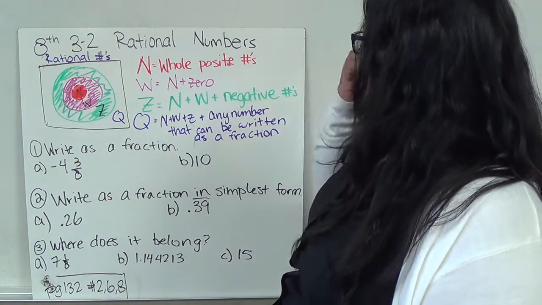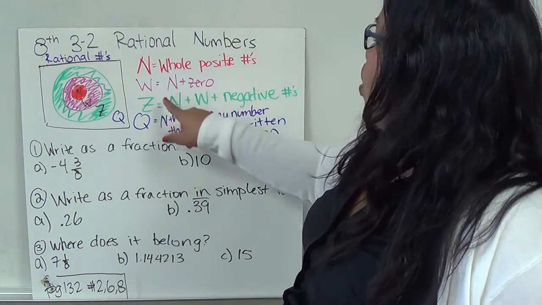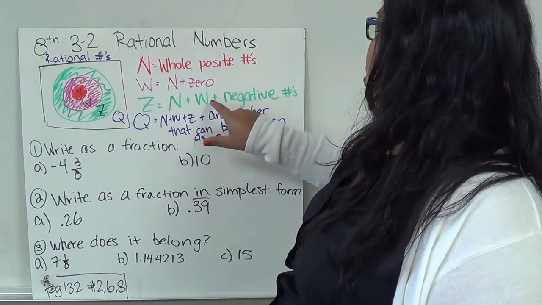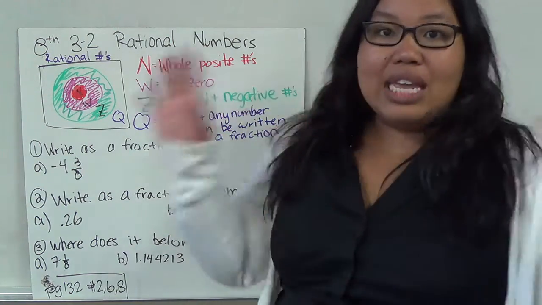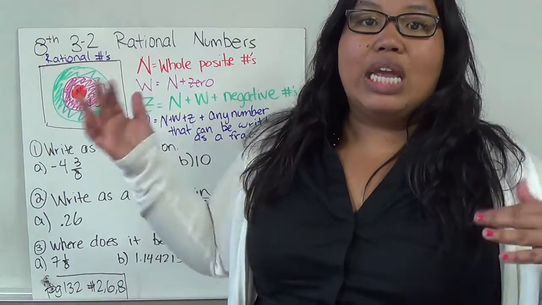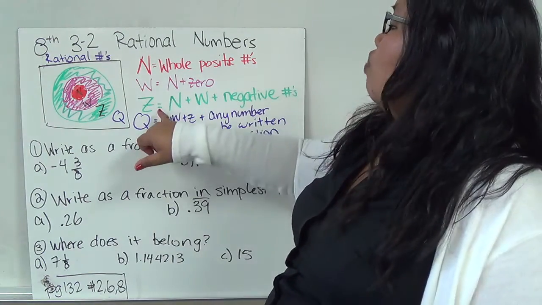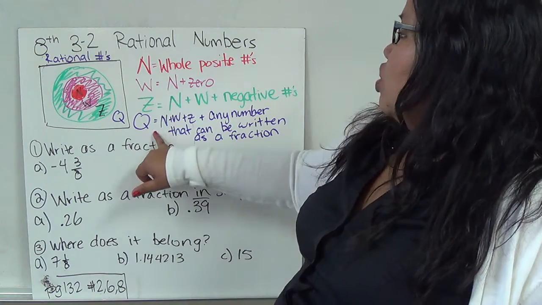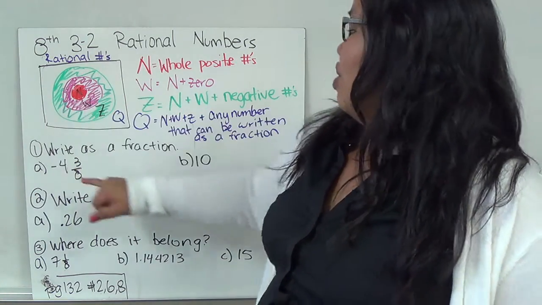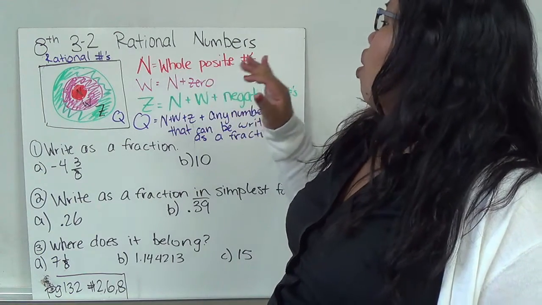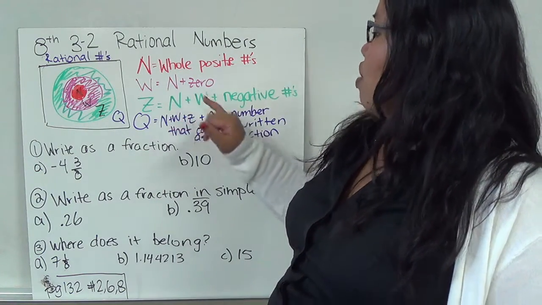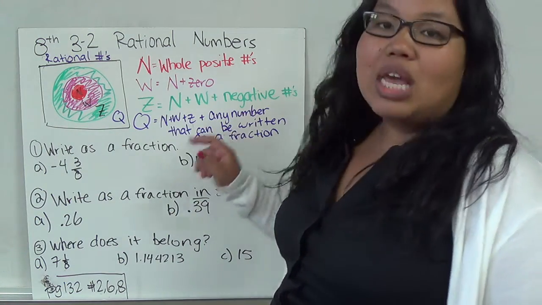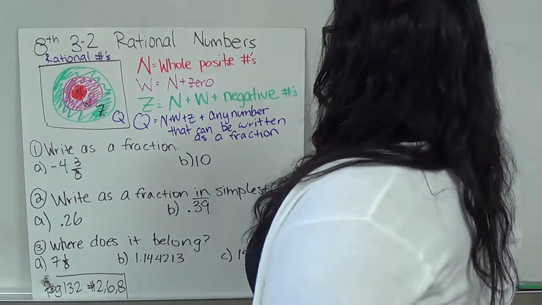Okay, so if you add the natural numbers to the whole numbers, and then you add all the negatives, so whole positives, whole negatives, and the 0 in the middle, then we get Z. Okay, and then the last one is your rational number. This includes everything. So it includes all the whole positive numbers, it includes 0, it includes the negative numbers, and it also includes any number that can be written as a fraction.